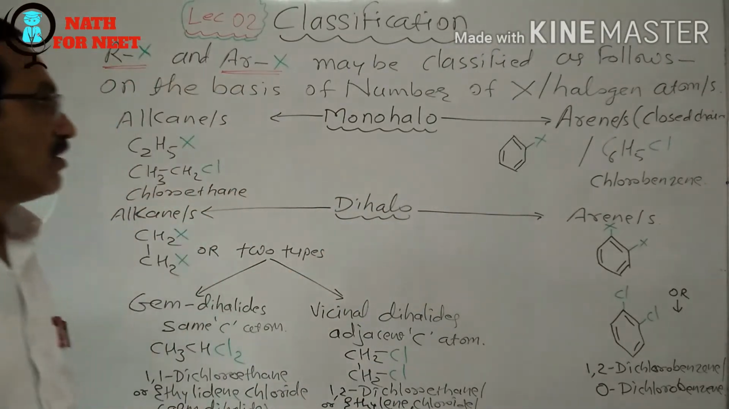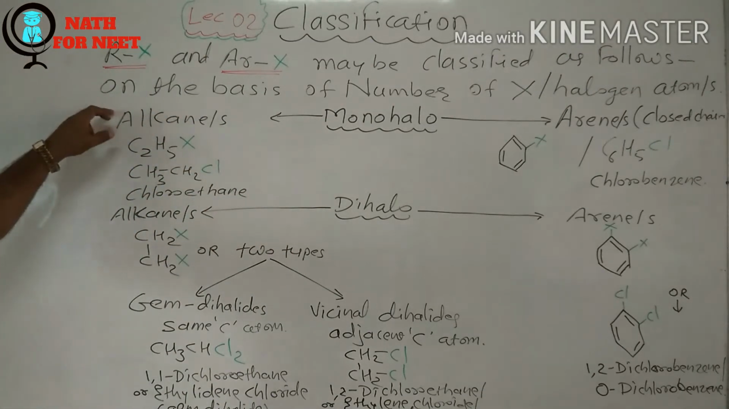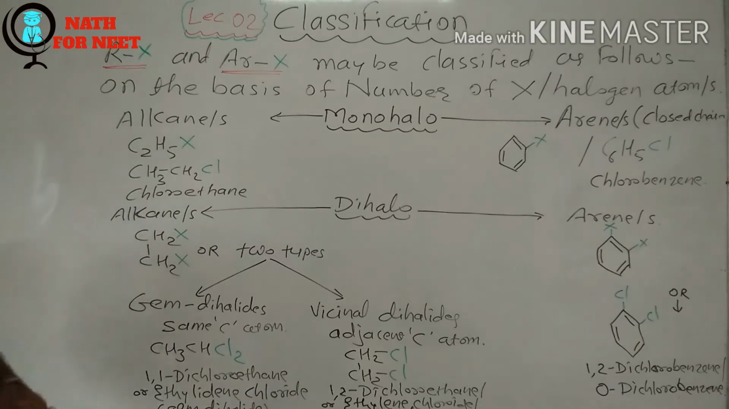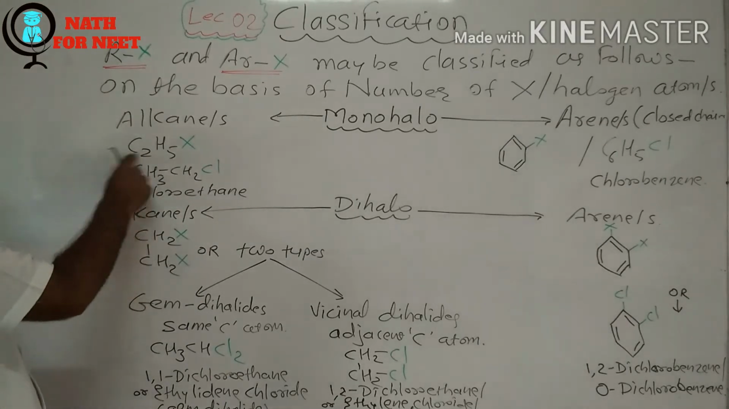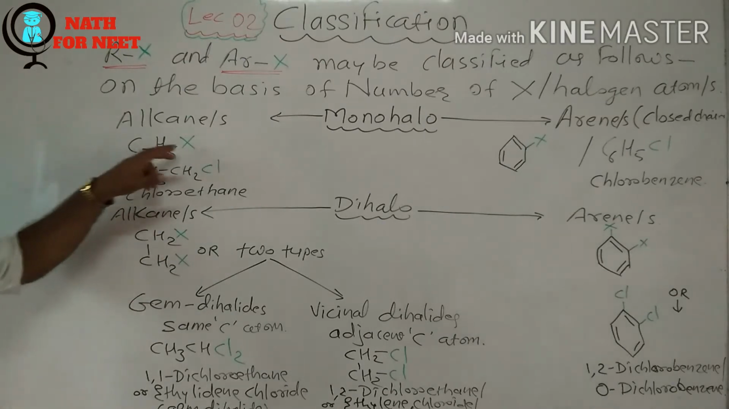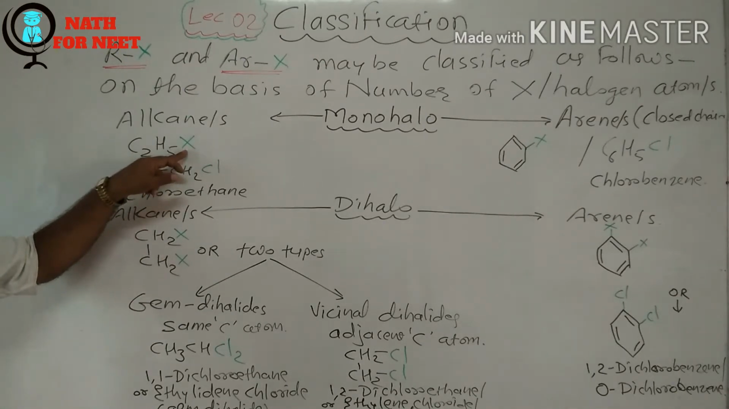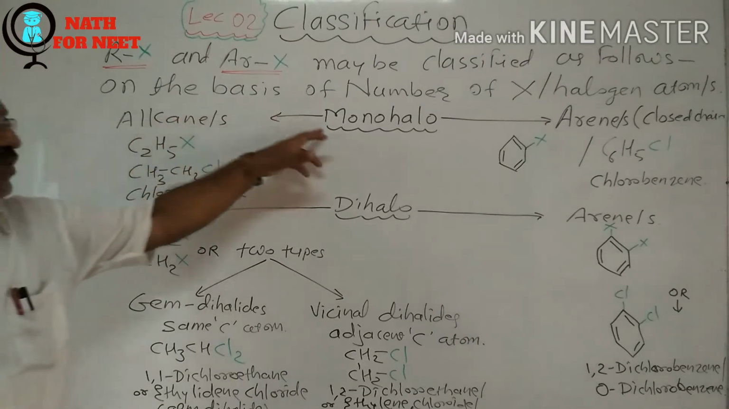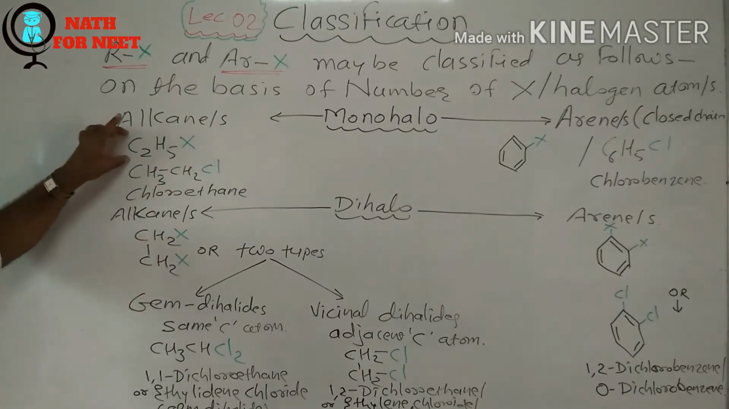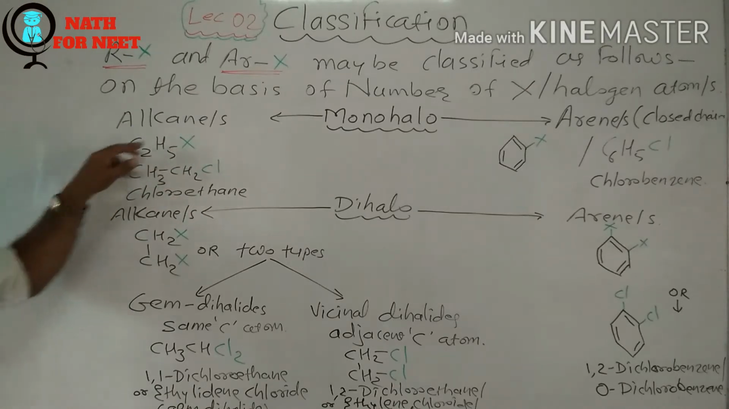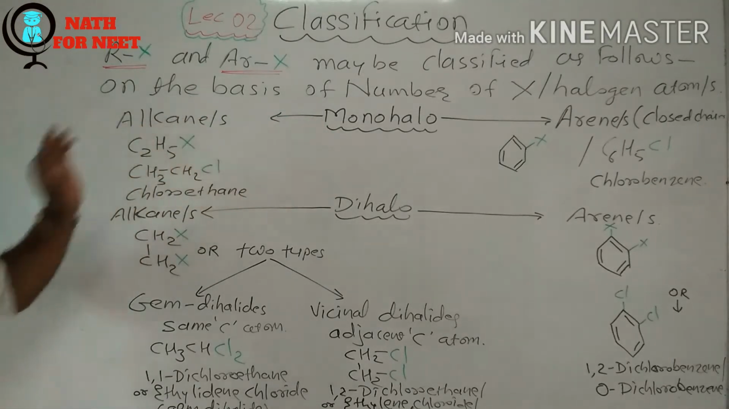So see here, monohaloalkanes. This C2H5X is the ethyl halide, and this has only one halogen atom. Hence this is a type of monohaloalkane. This is the alkyl group and this is the halogen atom, and a single halogen atom is present here. That is the case of monohaloalkane.